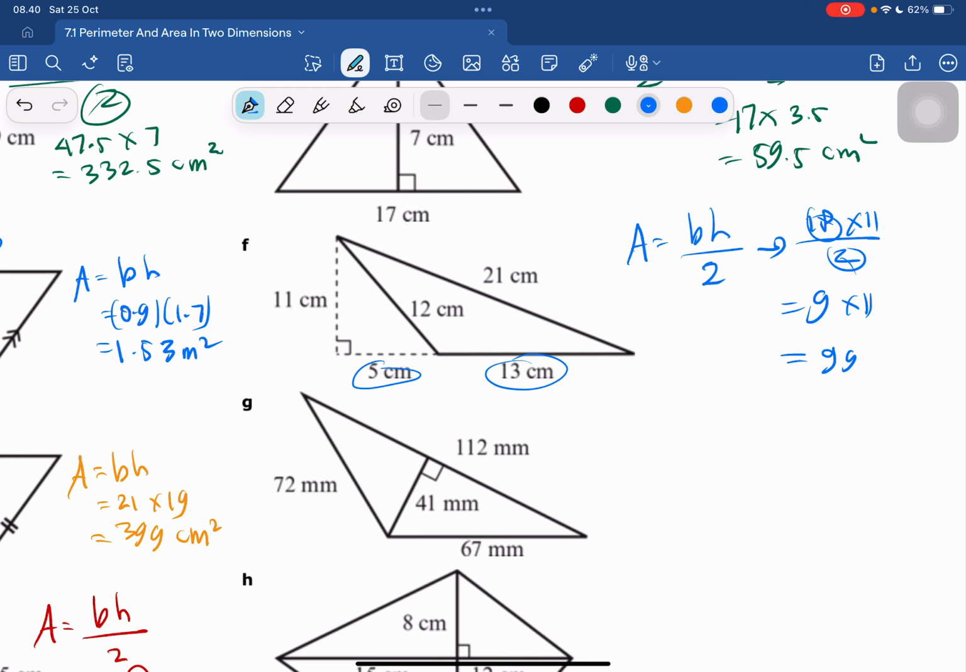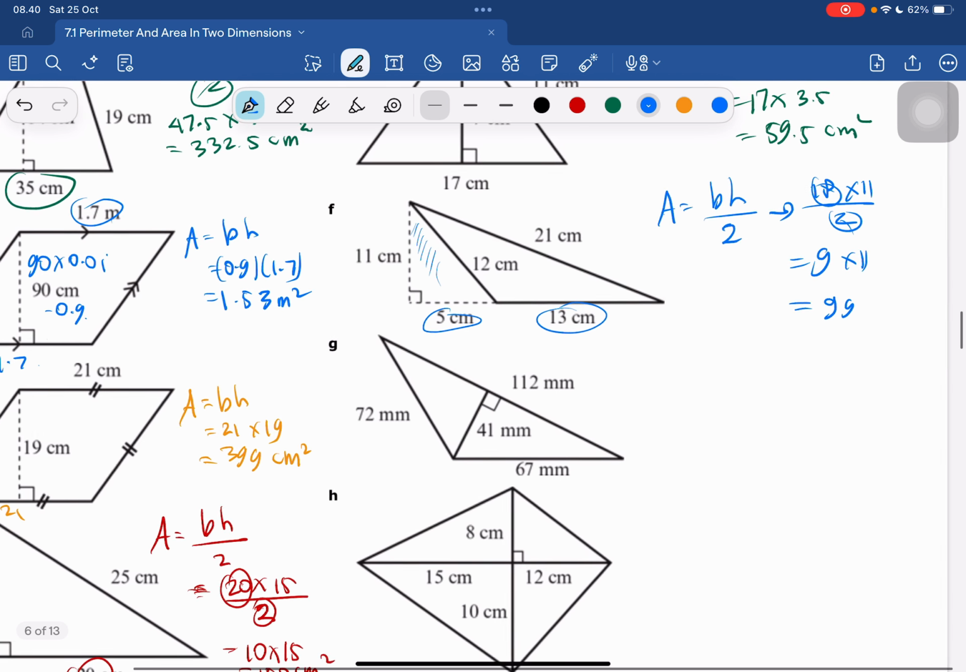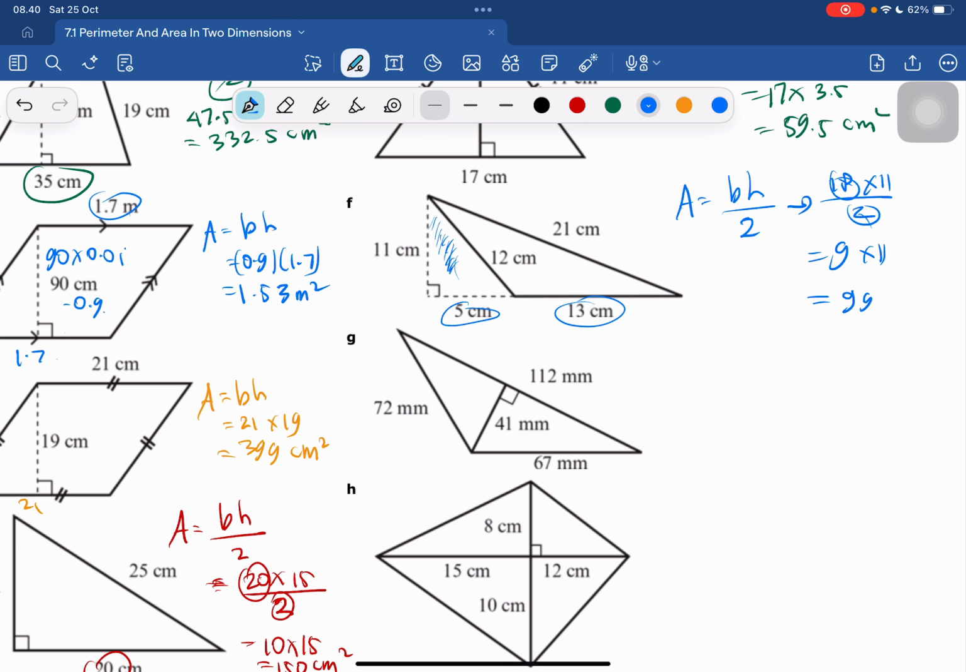Okay, this is the area of this whole triangle. So 99, we need to minus it with the area that we don't want here. So 99 minus with, let's find it, A, it's going to be 5 times 11 divided by 2. So it's gonna be 55. We divide by 2, or this is 27.5. So the area is 99 minus by 27.5.